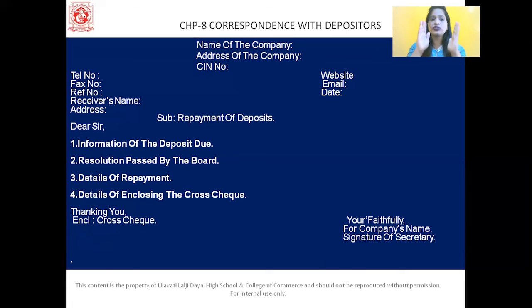So 4 things, students. First, the secretary is informing the depositor that the deposits have now become due for repayment. Second, the resolution has already been passed by the board, okay, for the repayment of your deposit. Third is the box that we have, wherein we have the columns which state the details of repayment. And last, he's talking about the cheque which is enclosed along with this letter.